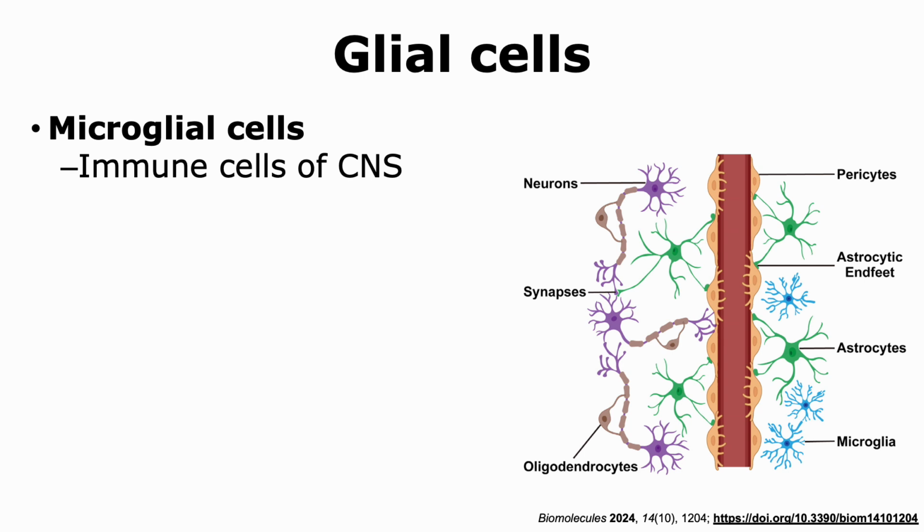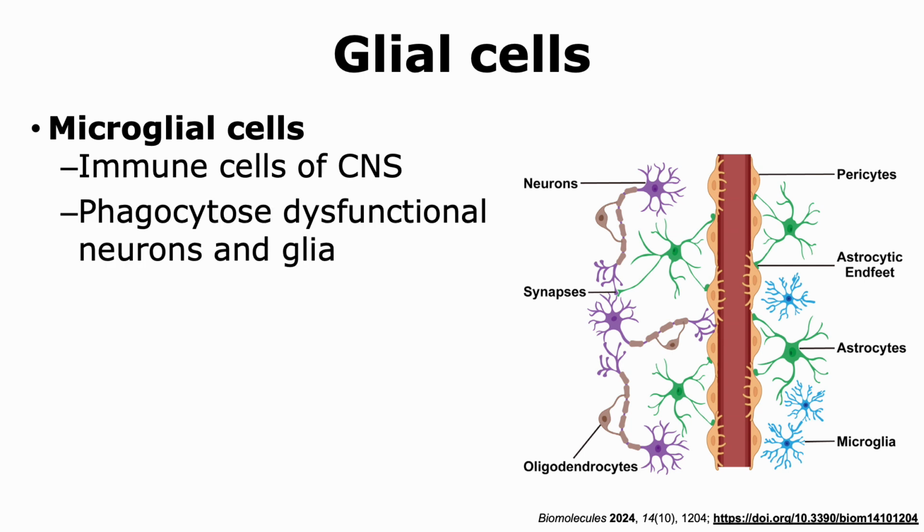The last class of glial cells are the microglial cells, and these are the immune cells of the central nervous system. They phagocytose dysfunctional neurons and glia and are able to get rid of them. They are small and motile, small in relation to neurons, which are much larger, motile in that they can move and that way they can sense and go to places where dysfunctional neurons and glia have to be cleared out from the system.